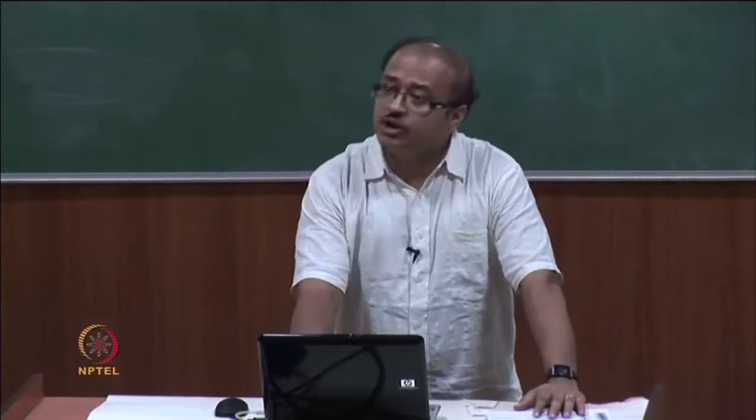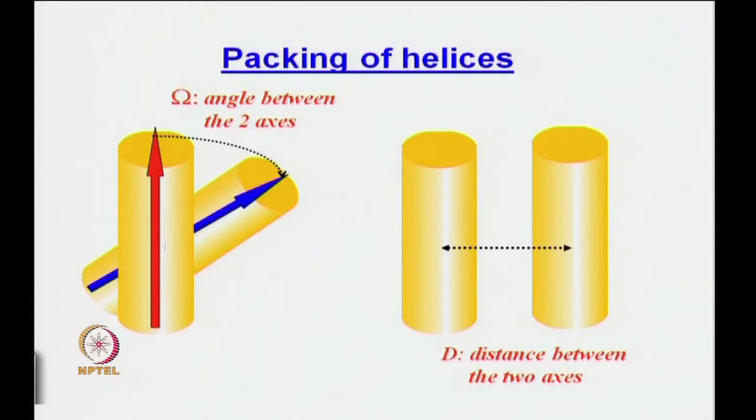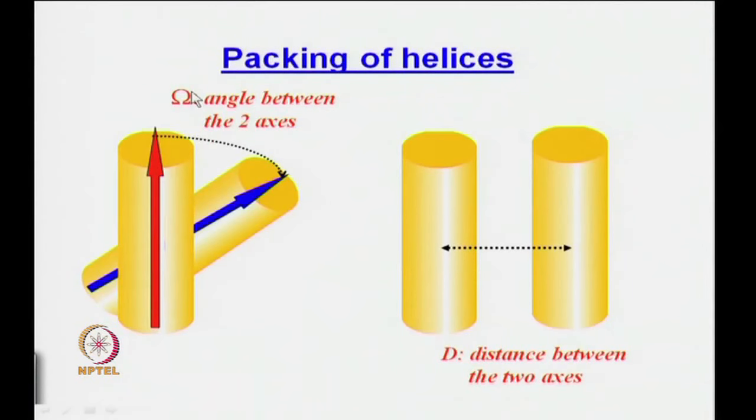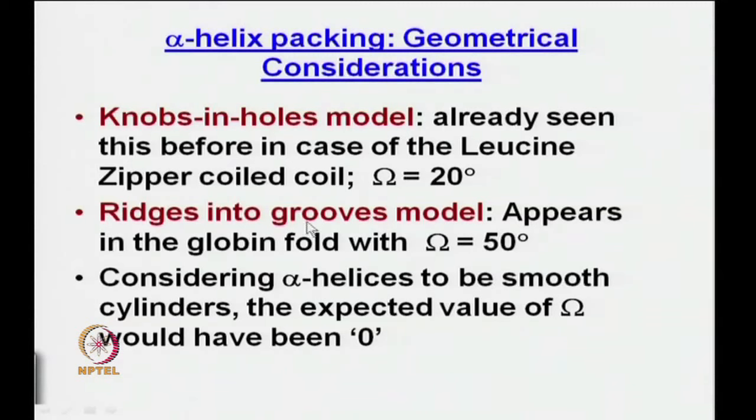Then, as I was talking about the packing of helices, in the packing of helices you will have two things. One is the angle between the two helical axes, and then the distance between the two helices. If you think about the different types of helical packing, the one is the knobs in holes model. We have already seen this in the case of the Leucine zipper. Here this angle is about 20 degrees. Now, for the ridges and grooves model, which appears in the globin fold, this angle goes to about 50 degrees.